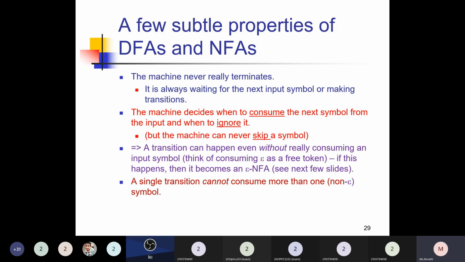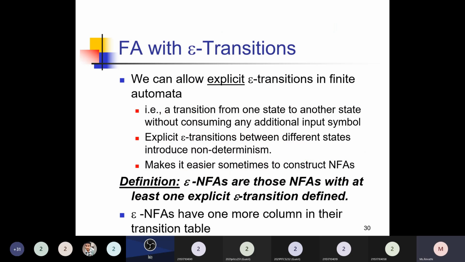Coming to the second one, the machine decides when to consume the next symbol from the input and when to ignore it. So this machine has the capability to decide to accept the next input symbol or to ignore it. But this machine can never skip any symbol. And then a transition can happen even without really consuming an input symbol. If this happens, then it becomes the epsilon NFA. So we'll discuss the epsilon NFA.